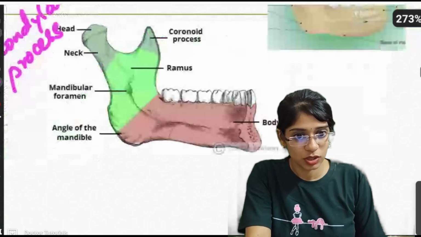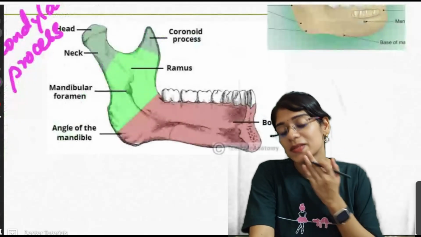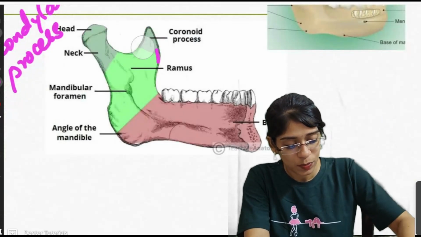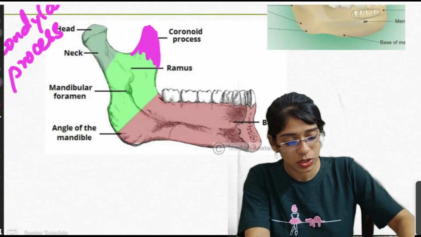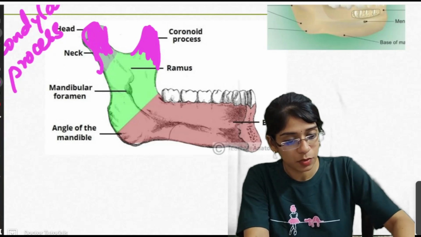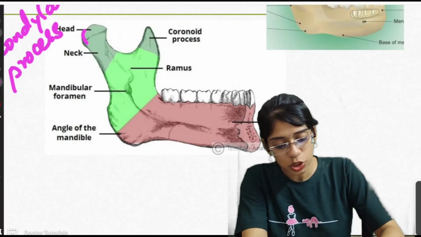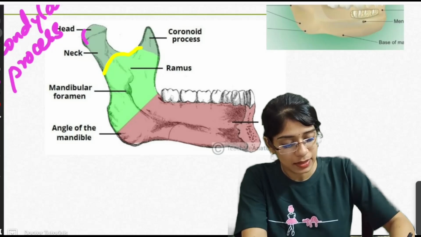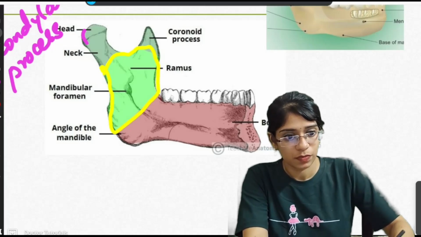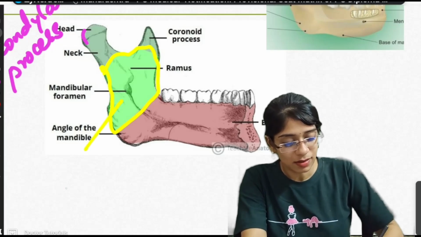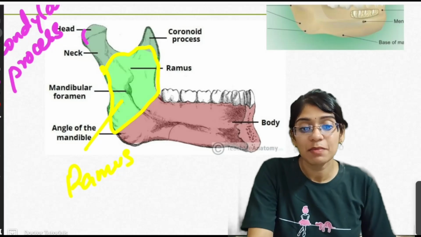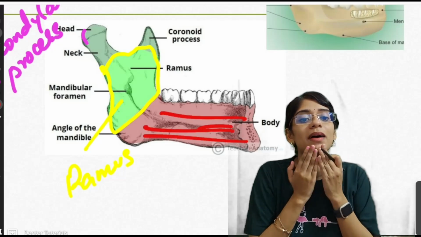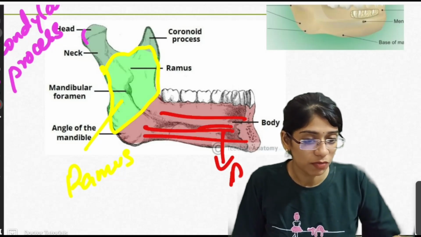Again, see this picture. This is the mandible, side view. You can see two projections. This is the coronoid process, and this is the condylar process. And then the other part of the mandible, this green area that you see, is called the ramus. What is it? Ramus of the mandible. And this part is the body of the mandible.